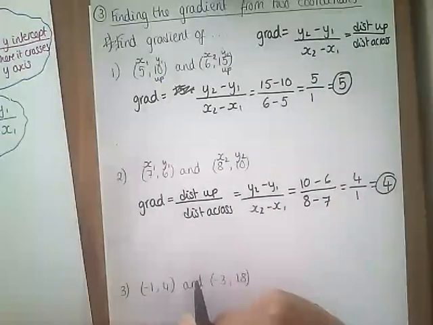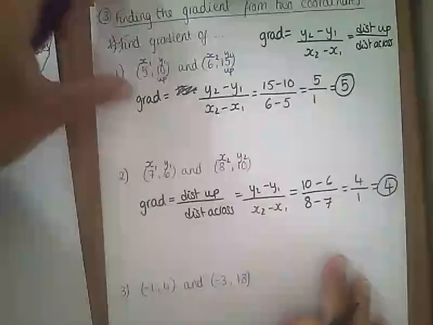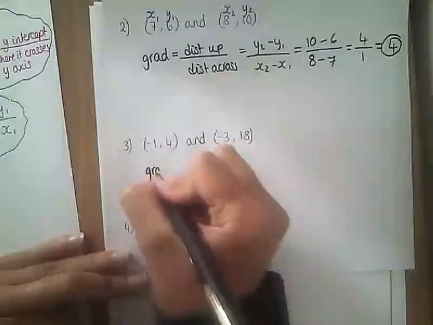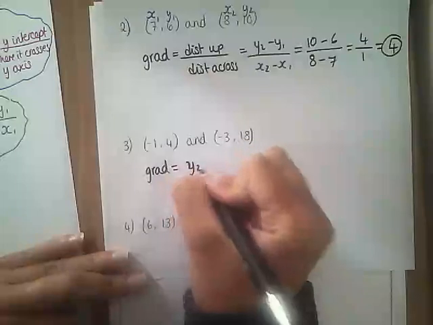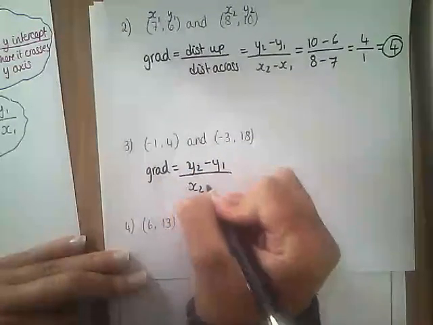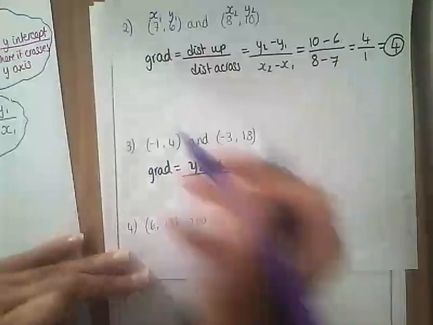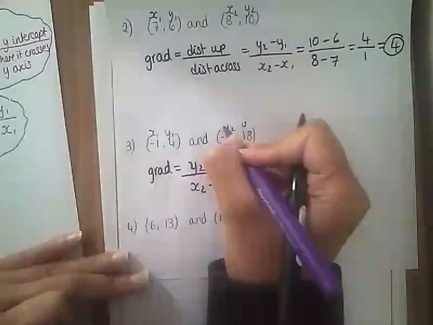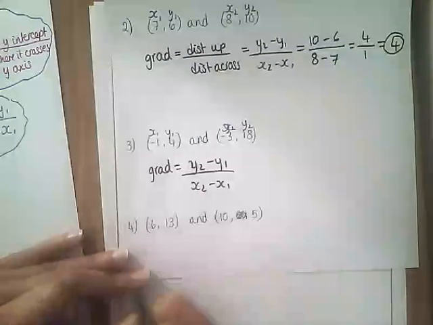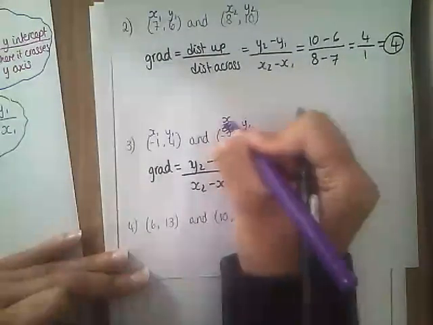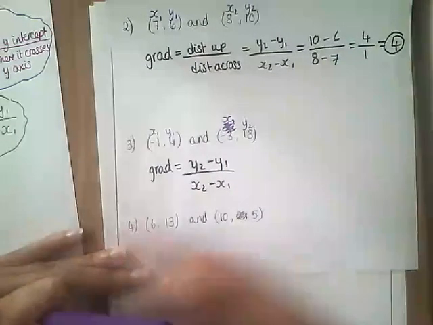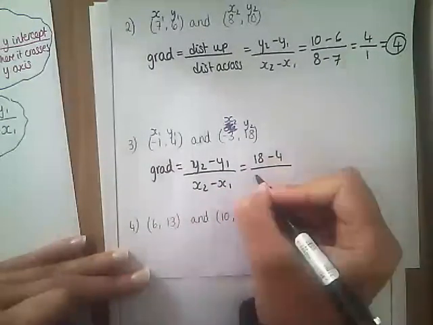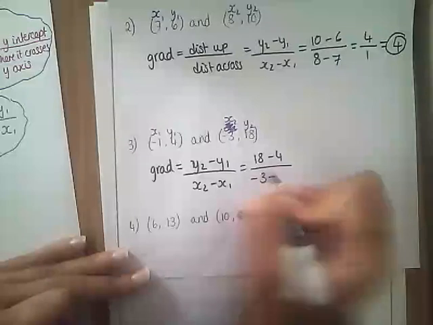Let's go at number 3. Calculating the gradient, the gradient is y2 minus y1 over x2 minus x1. Here's x1. I would label your coordinates every single time. Oh, that's x2, sorry. It doesn't matter which way around you do it as long as you get your x's and y's the right way around. So we've got 18 take away 4, y2 minus y1, over minus 3 minus 1.